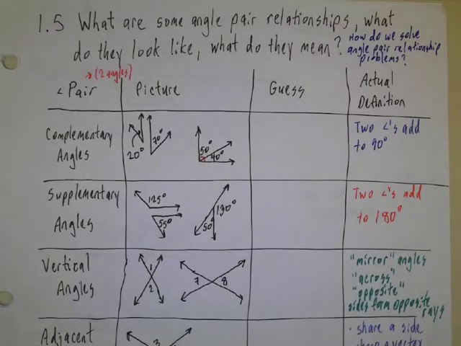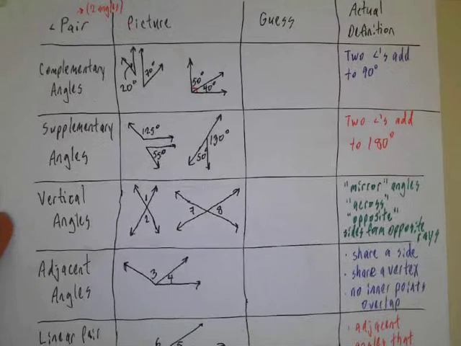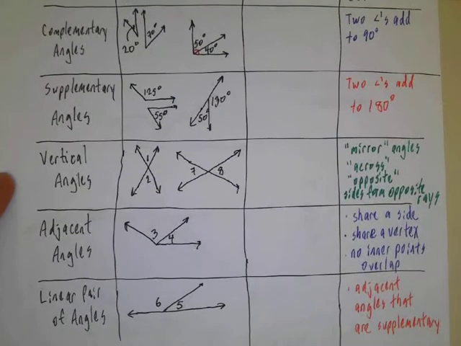1.5 was titled, What are some angle pair relationships? What do they look like? What do they mean? How do we solve angle pair relationship problems? And we started by going over the 5 different angle pair relationships we have.